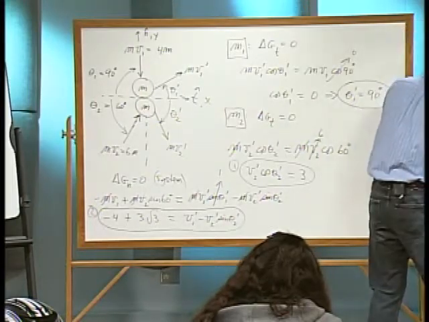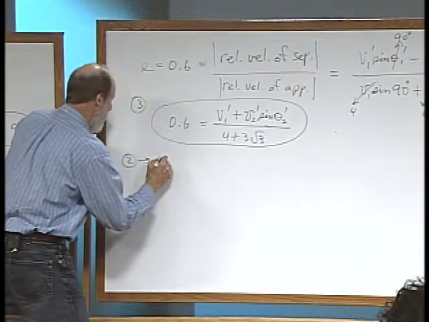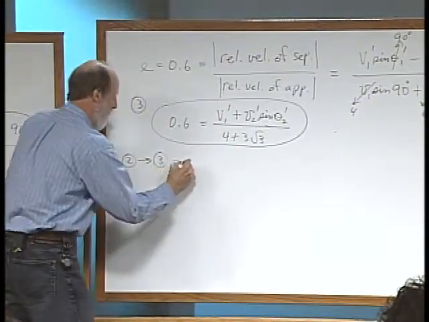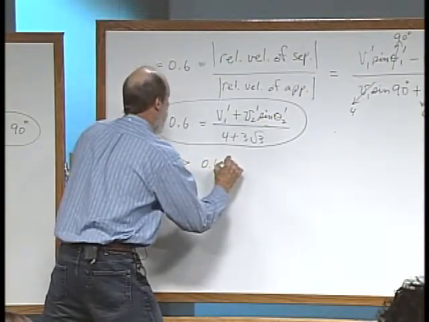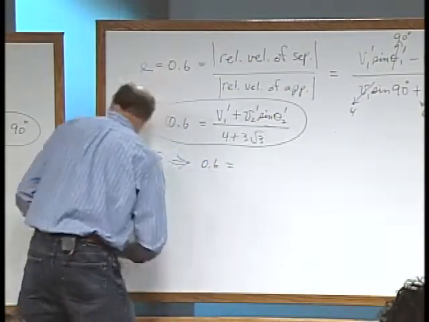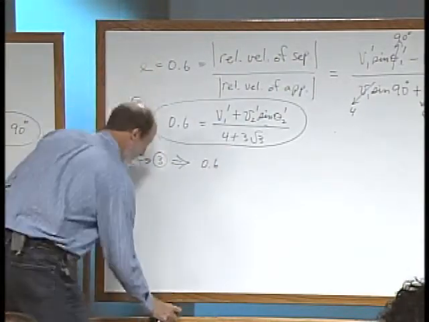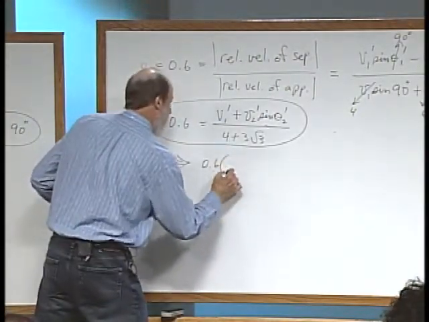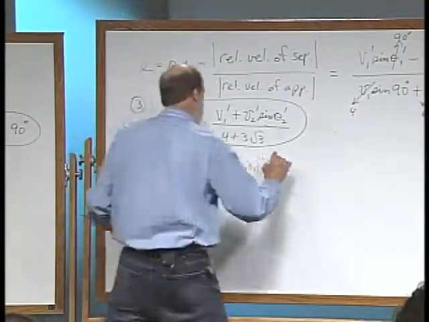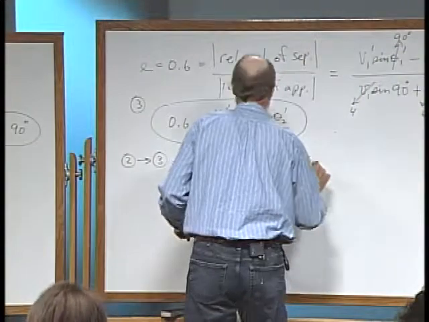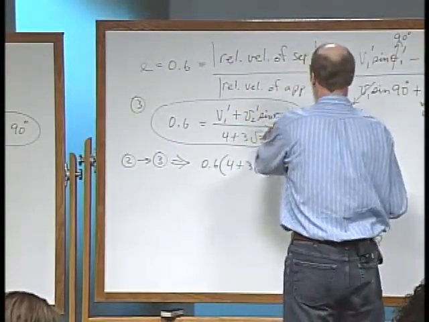So what I'm going to do is take equation 2 and substitute it into equation 3. And that's going to yield 0.6 equals, and actually I'm going to move the arithmetic over to the other side here. 4 plus 3 radical 3. That's equal to v1 prime plus v2 prime times the sine of theta 2.